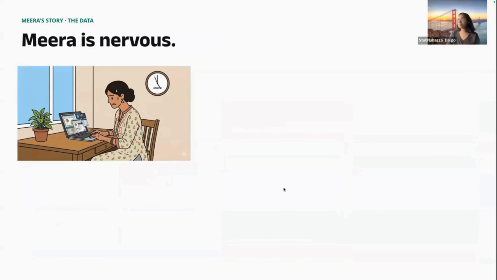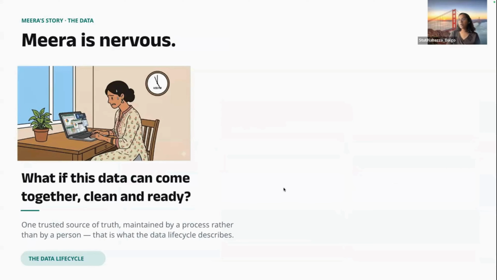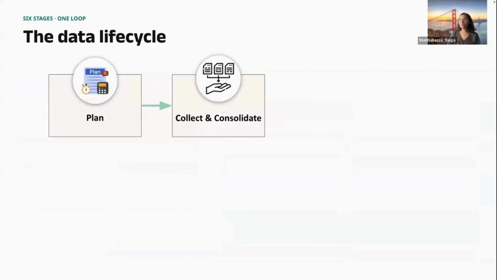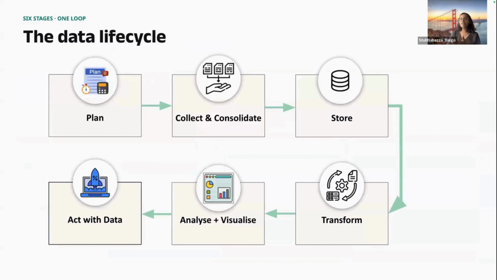So Meera is very visibly nervous. But what happens if all of this grunt work that she needs to do actually came together in an automatic, seamless process so that she could spend more time on the storytelling and the understanding aspect of data? That is the power of a good data lifecycle. The data lifecycle is a process where different stages of the data journey come together to help us with the eventual use case, which is acting with data.